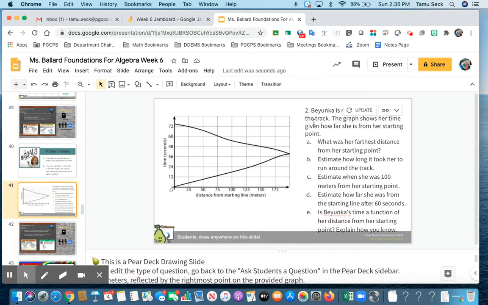Bianca is on the track. The graph shows her time given how far she is from the starting point. What is her farthest distance from her starting point? So the farthest distance from her starting point is this number. So we're skip counting by 25s. So this number is 200. Estimate how long it took her to run around the track.